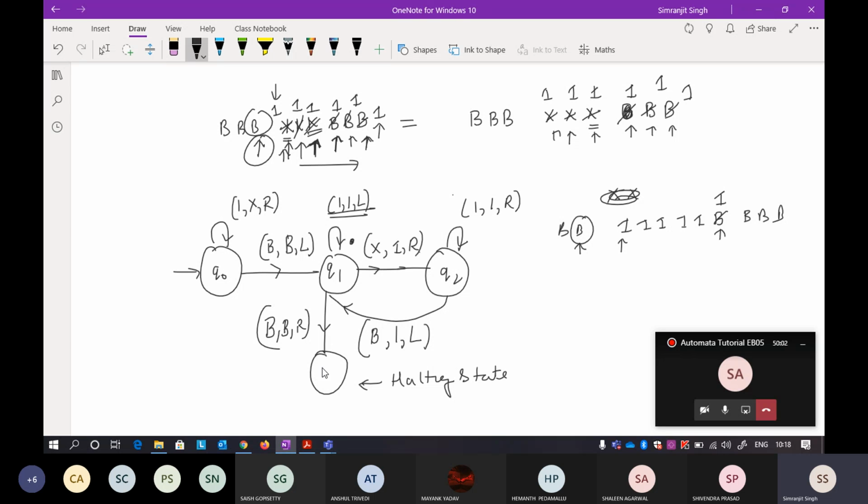Don't make this a final state, because in this particular case my Turing machine is acting as a copier. A copier is not an acceptor. When the Turing machine is acting as an acceptor, then there will be a final state, otherwise there is no final state.